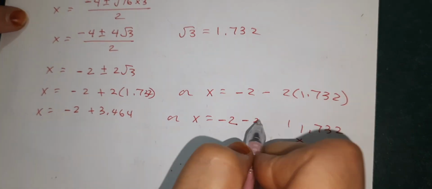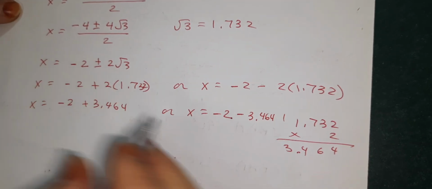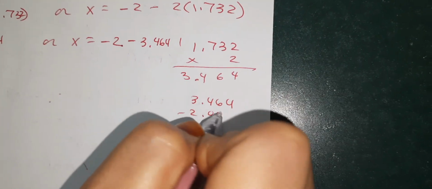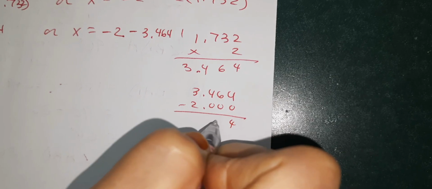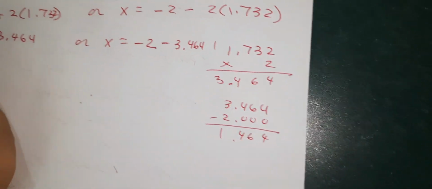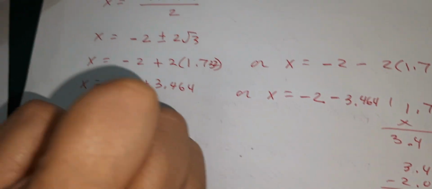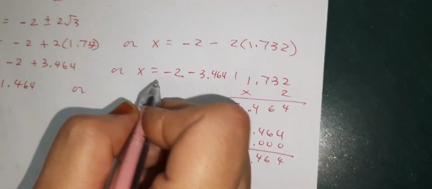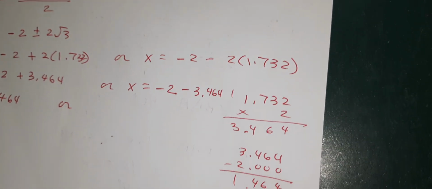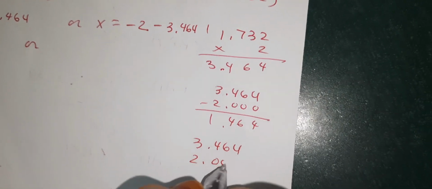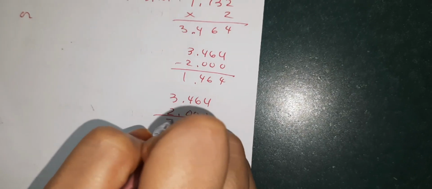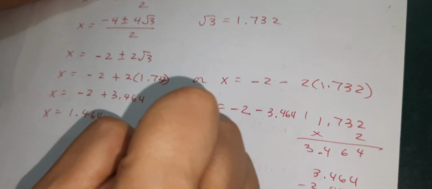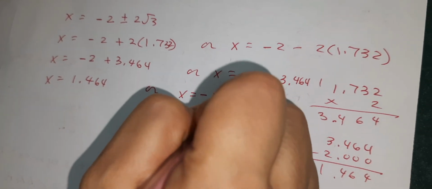Let's do the calculation on the side. 3.464, if we subtract 2, that's just 1.464. So x is 1.464. Or if we take minus 3.464 and a minus 2, that means you're adding. So 3.464 added to 2 would be 5.464, but both of them are negative, so the negative remains. So x is equal to minus 5.464.